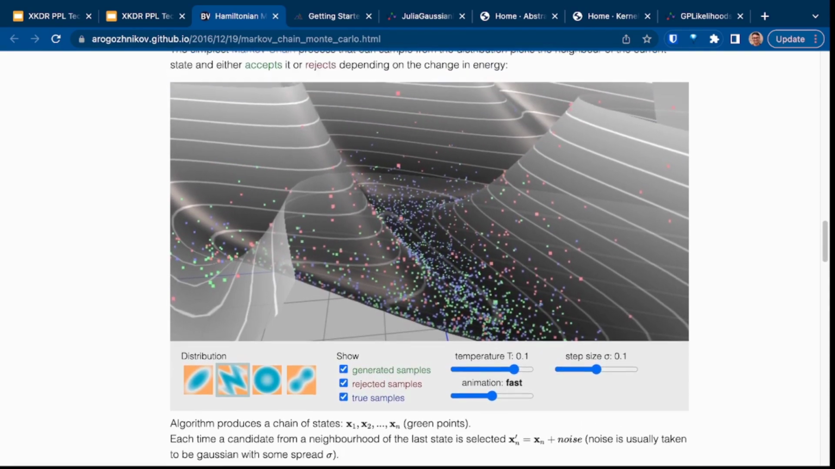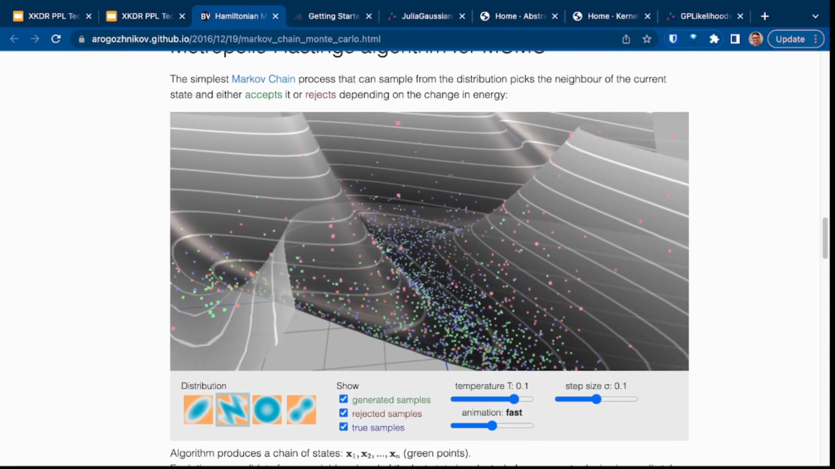So this is what Metropolis-Hastings is all about. It's a very simple algorithm which has a very simple way to consider new points. It just takes a random point around the existing point and hopes that it's better.